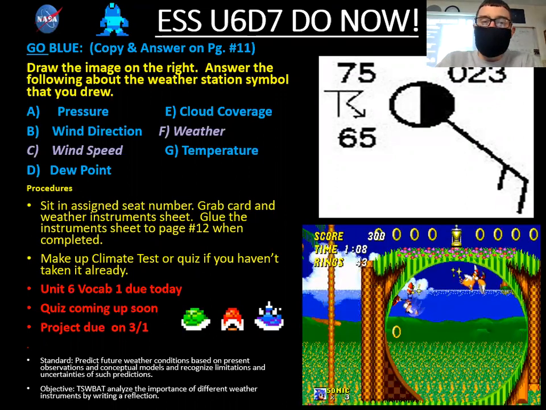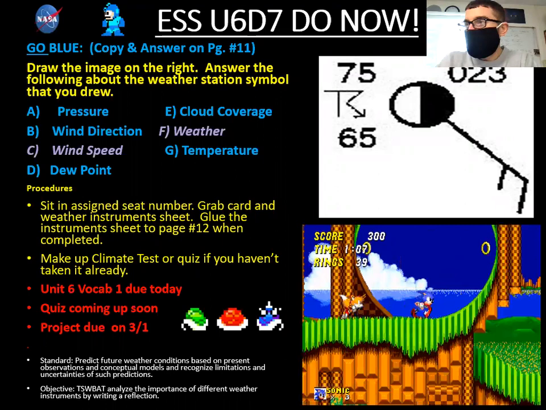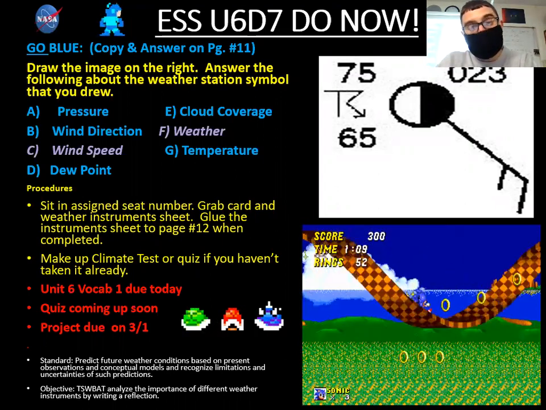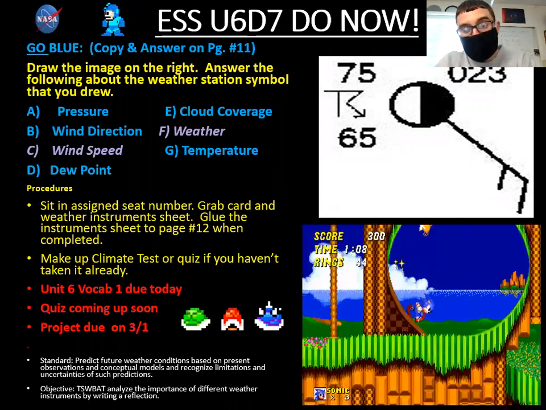You're probably wondering, why is page 10 blank? Well, I decided to push back an activity that's going to be on page 10 to next week. So we're going to leave that blank. We're going to do that next week.